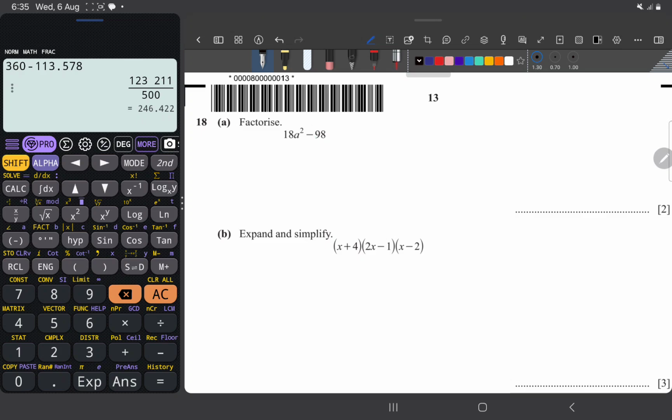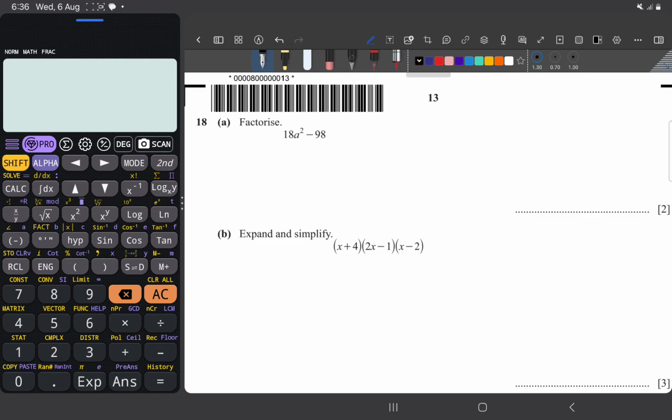We have 18 a squared and 98. So of course, we are going to look at the number. Do we have a number that can go into 18 and into 98? Let's say 98 divided by 18 itself. What do we get? No. So what number can go into 18 and 98? Well, we'll try 2. 98 divided by 2, you get 49.